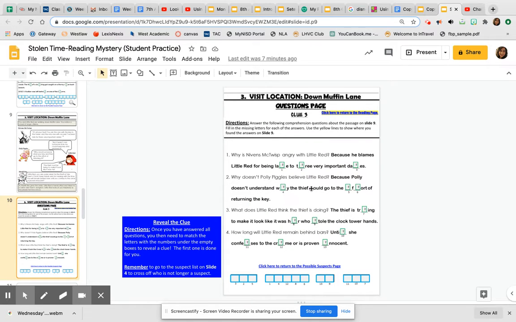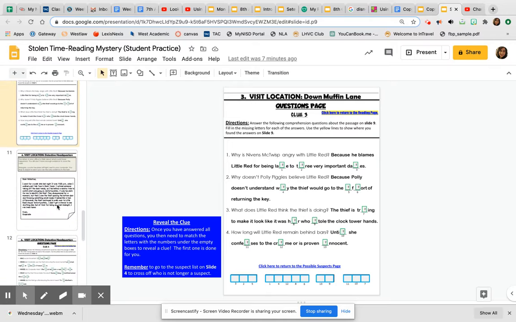Now, once we get all of our answers in, like the ones before on Wednesday, we're going to match these numbers down here at the bottom with these numbers in these blank boxes. And the letter that appears in the box for number 1 here is the letter we're going to type in down here. Again, this will reveal a clue for us, and we'll need to go back to slide 4, so that way we can look at seeing if we can get rid of or mark off any people that might not have done this crime as we try and figure it out.